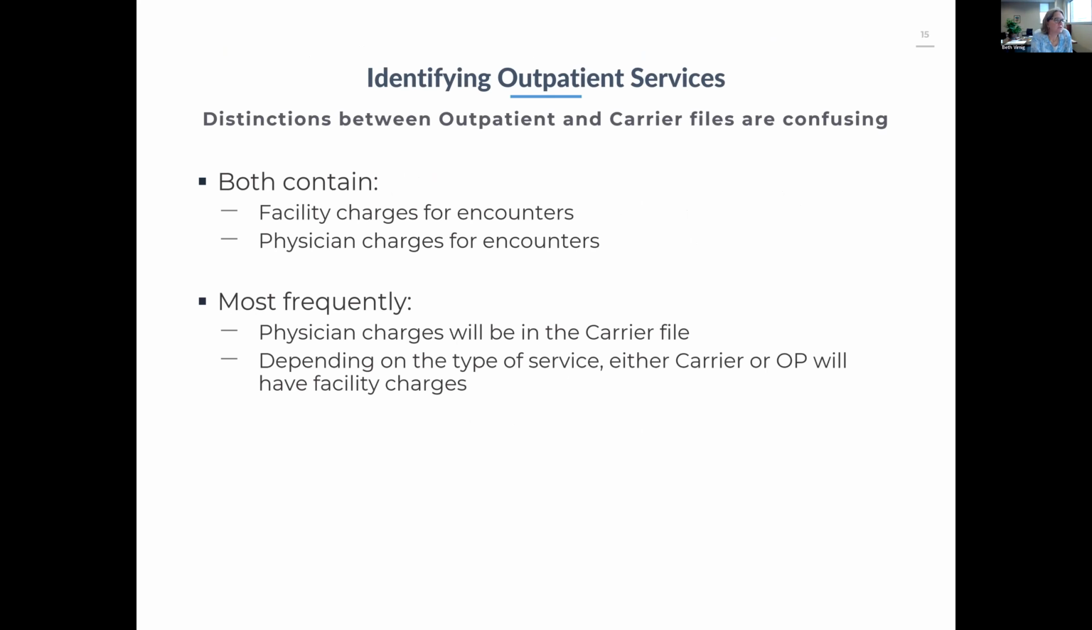So as we keep saying, the distinctions between the outpatient and Carrier files are confusing. They both can contain facility charges for encounters. They both can contain physician charges for encounters. But most frequently, the physician charges are in the Carrier file and either the Carrier or the outpatient, and that really does depend a little bit on market, a little bit on type of service. Either of those 2 files will contain facility charges, depending on what the facility is.